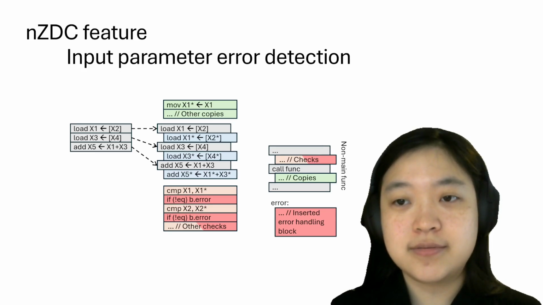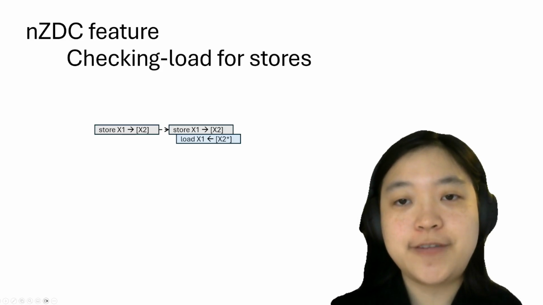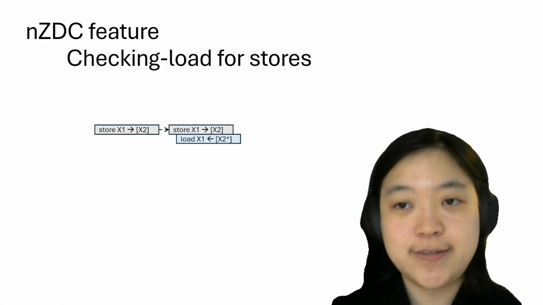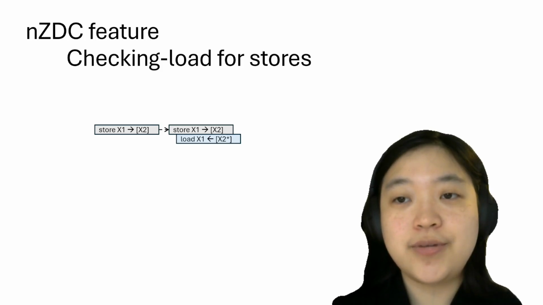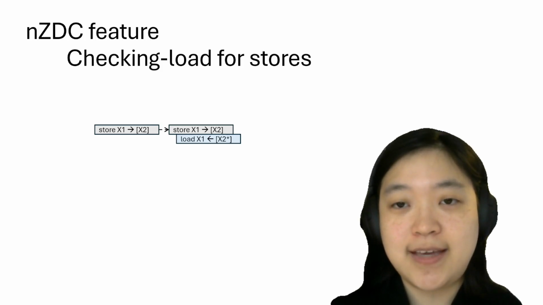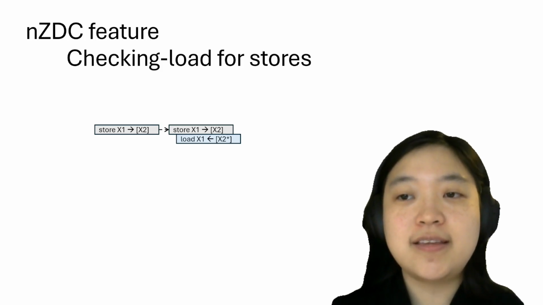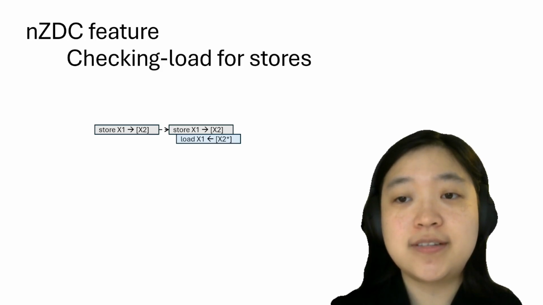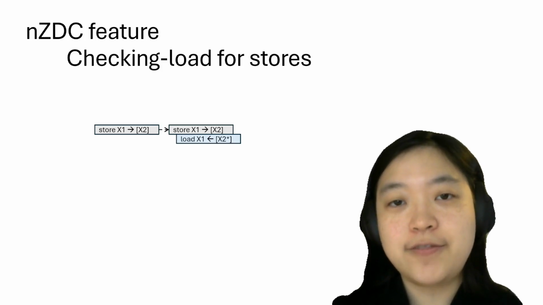Another new and improved feature of nZDC is checking for stores. Previous techniques only check for the register values for stores before the store, because stores cannot be checked through duplication. However, this leaves the program vulnerable since stores can still have errors after the check but before the store or during the store itself.